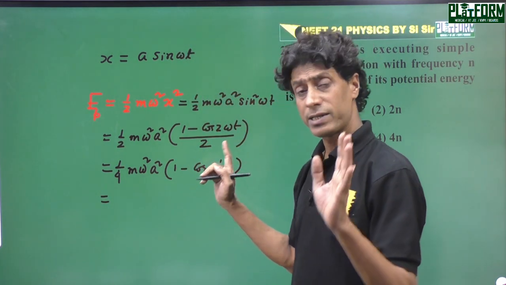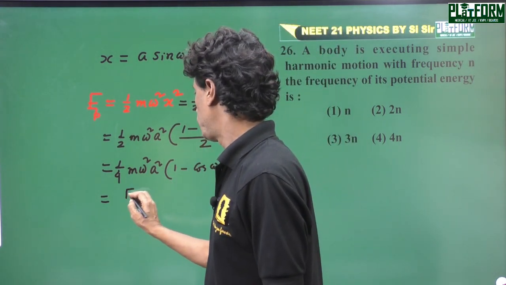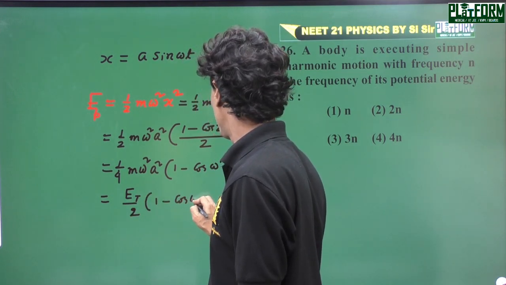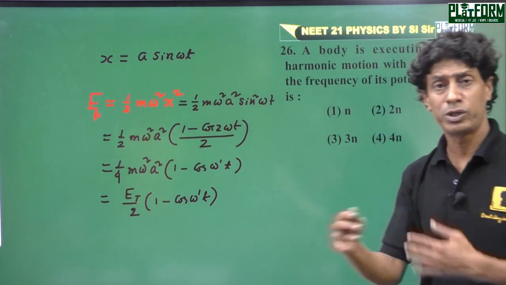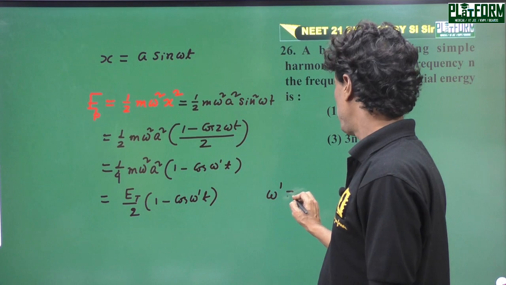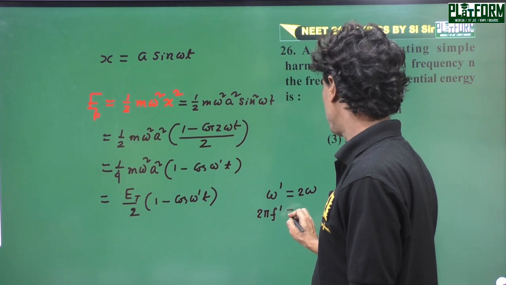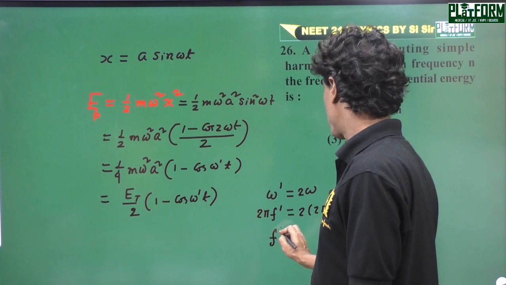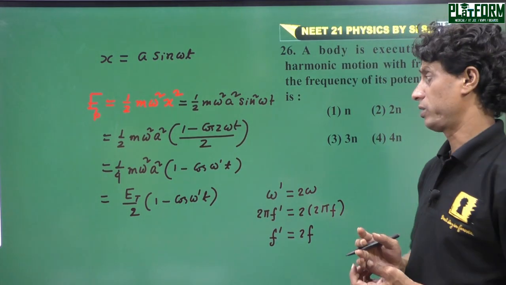Actually, half m omega square a square is the total energy, E total, so this is E total by 2 times (1 minus cos omega prime t). So this is the equation of the potential energy of the particle executing simple harmonic motion. Here omega prime is actually 2 omega. If we take it as 2 pi f prime equals 2 pi times 2f, so the frequency of the potential energy is equal to 2f.